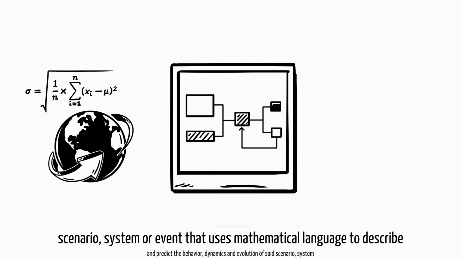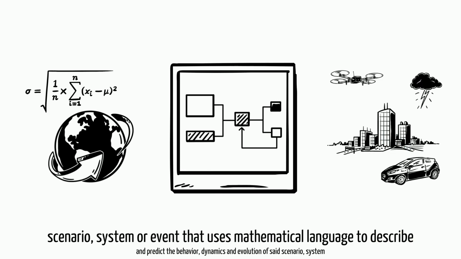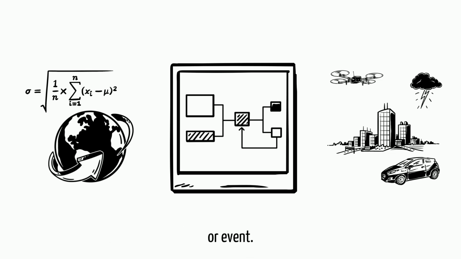A mathematical model is an abstraction of a real-life scenario, system or event that uses mathematical language to describe and predict the behavior, dynamics and evolution of said scenario, system or event.